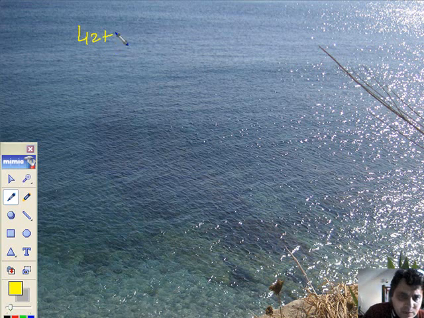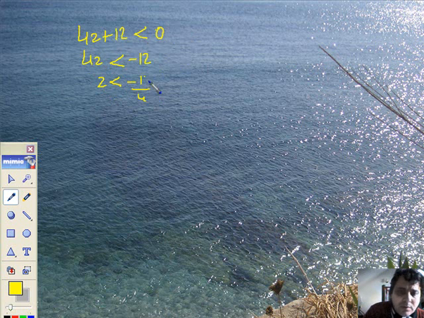Here we go. 4z plus 12 has got to be less than 0. That's question 1c. We'll take the 12 over and minus it. Get rid of it. It's got to be less than minus 12. Divide by 4. z's got to be less than minus 12 over 4. So z has got to be less than minus 3. That's the first one done.